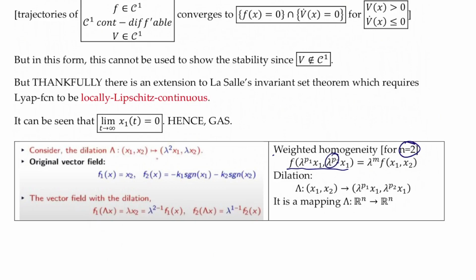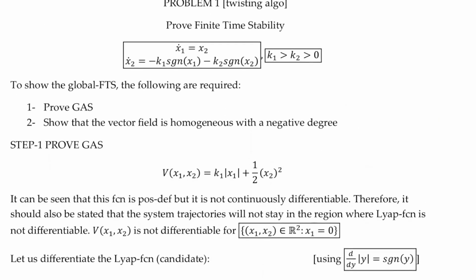Okay, and here lambda to the power of p2. All right, and if you are able to write this expression in this form, that means your function is weighted homogeneous, and m is the homogeneity degree. Okay, and this is the dilation operator that we use. Of course, I show it for n equals 2, but of course you can show it for other dimensions as well, right? And yeah, there is a theorem which I stated at the beginning of this page, I guess.